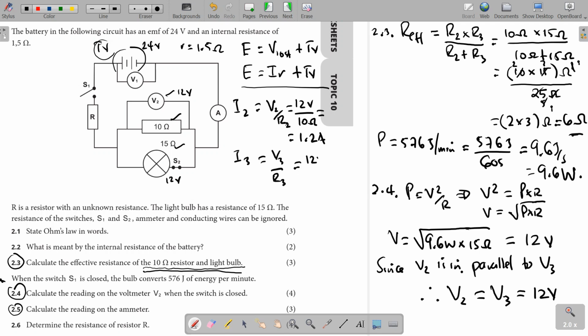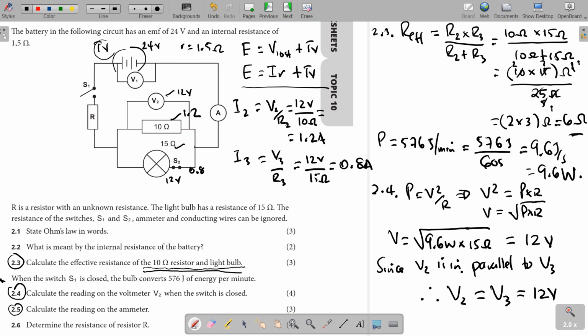Then from there, I3 will be equal to V3 over R3. This gives us 12 volts divided by 15 ohms. 12 divided by 15 gives us 0.8, so that gives us 0.8 amperes. So we know here it is 0.8, here it's 1.2.